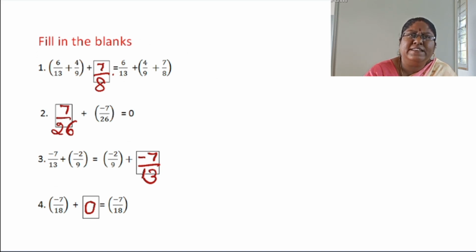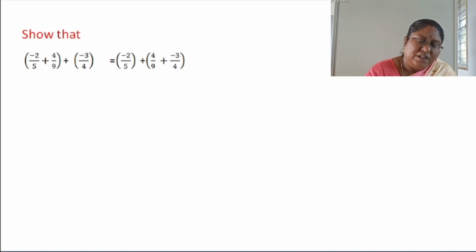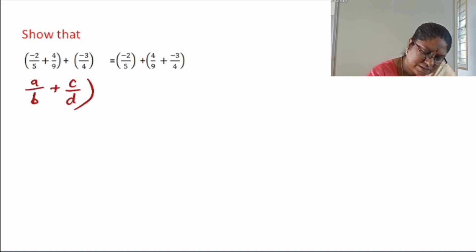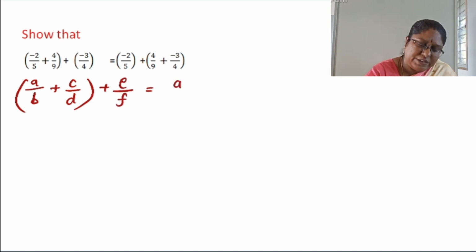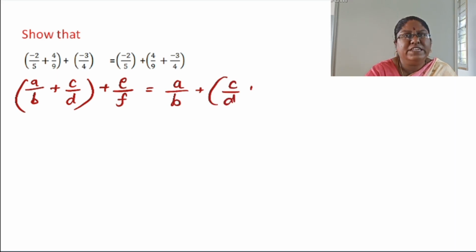So, see the properties and try to fill in the blanks like this. Next, show that this is the associative property. A by B plus C by D plus E by F is equal to A by B plus C by D plus E by F, with the brackets grouped differently. So, this we are going to prove.